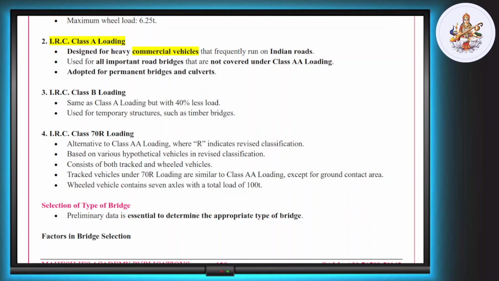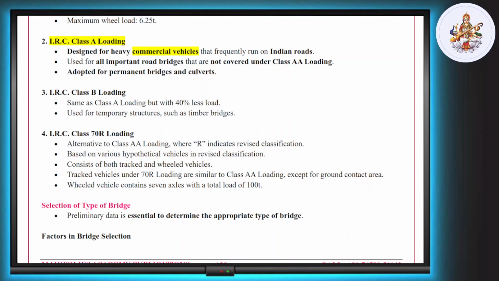Types under 70R. Tracked vehicle: similar to Class AA tracked vehicle, but differs in ground contact area. Wheeled vehicle: has 7 axles. Total load, 100 tons. These are extreme cases, used for specialized roads like defense corridors, expressways, or industrial haul roads.